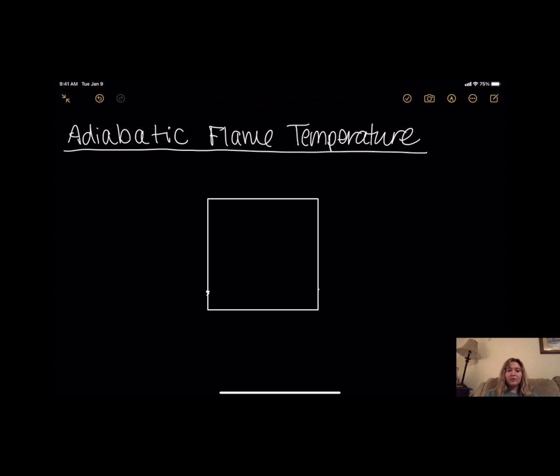In this video, I'm going to be explaining adiabatic flame temperature and how to calculate it. So we're going to start off by saying that we have a system, and this system has an input, which is air and fuel. This system also has an output, which is going to be a flame, and this flame can be described as simply just hot gas.